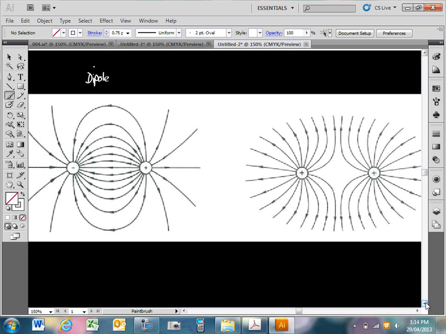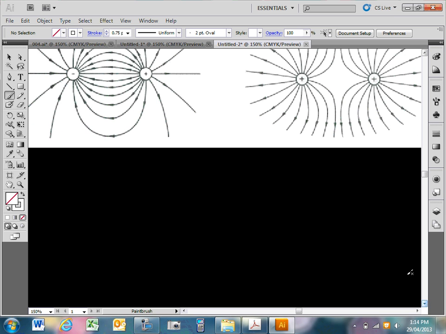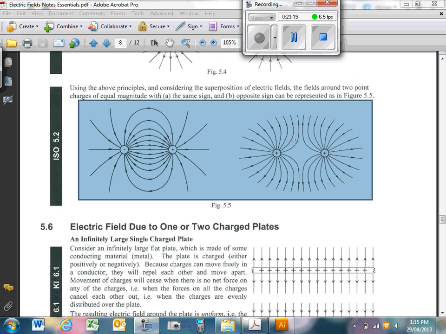The next concept, an infinite charged plate. Here's an idea. If we have, next lesson then.